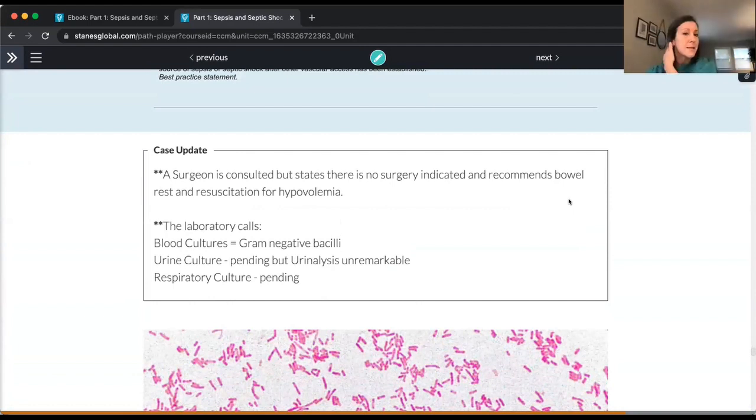So the case update is that a surgeon was consulted. He says there's no indication for surgery and recommends bowel rest and resuscitation for hypovolemia. So sometimes surgeons do too much and sometimes they do too little. Apologies to any surgeons in the audience. The laboratory calls and says the blood cultures say gram-negative bacilli. Urine culture is pending, but the urinalysis was unremarkable, and the respiratory culture is also pending. So now we have some direction in which to go with our treatment, and that we have gram-negative bacilli, okay?